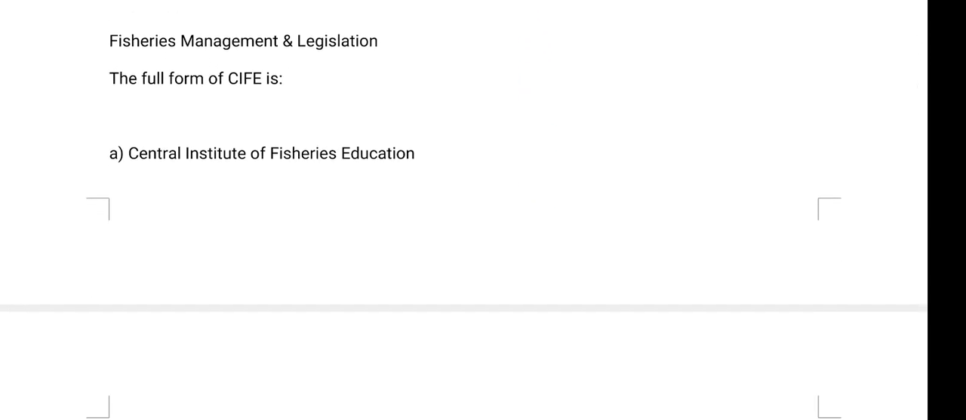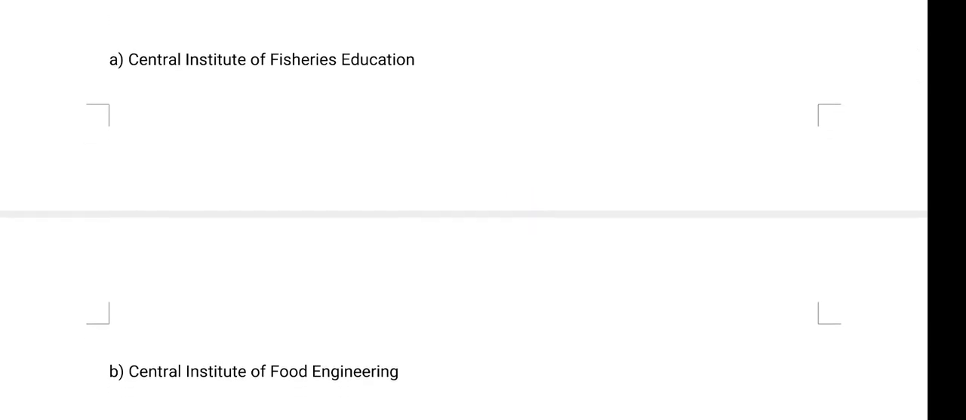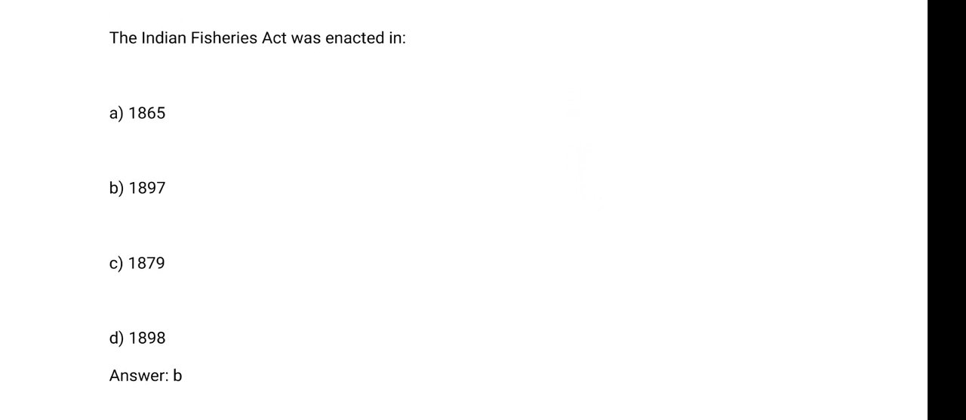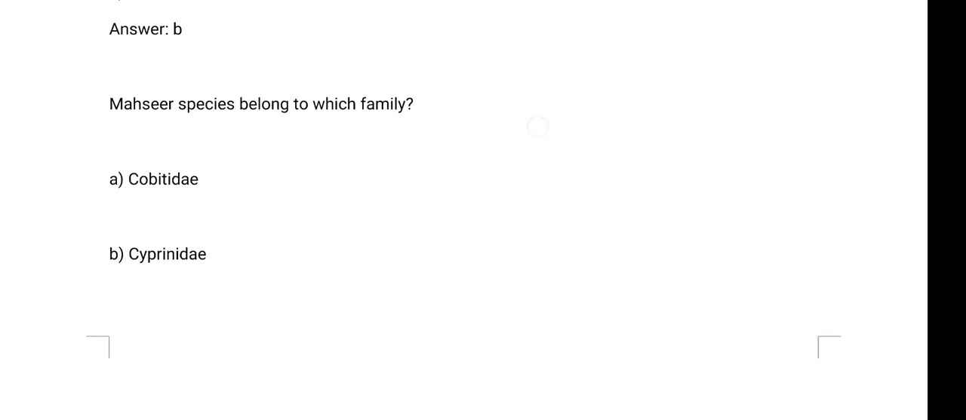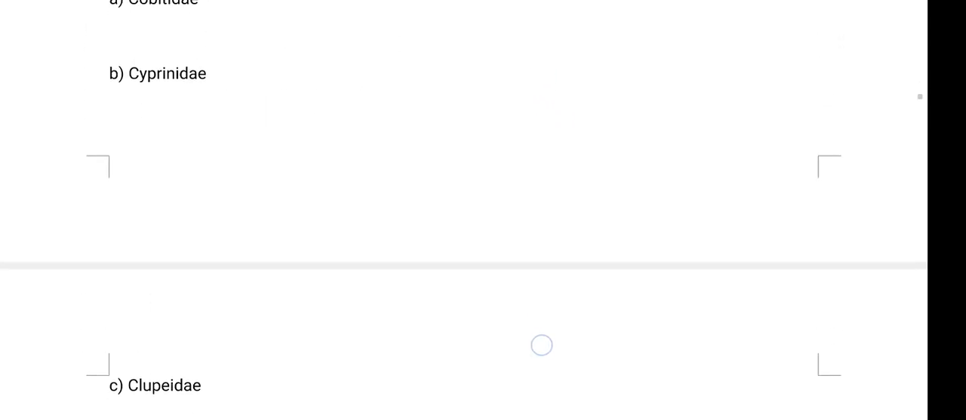Fisheries management and legislation. Now the questions will follow for that only. The full form of CIFE is, so it is option A, Central Institute of Fisheries Education. Indian Fisheries Act was enacted in, so it was enacted in 1897. Mahseer species belong to which family? So the correct answer will be Cyprinidae.